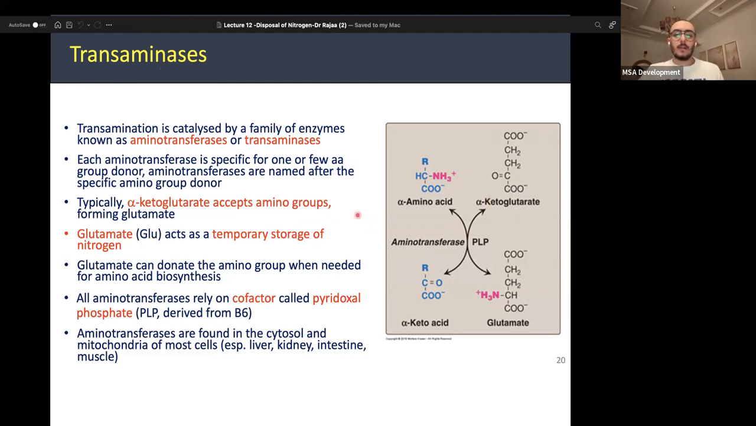So nitrogen is just a part of ammonia. Glutamate will be the taxi that will take ammonia from the amino acid and take care of it in order to excrete it from your body and get rid of it. This is very important. You will get a question about this. What is a temporary storage of nitrogen? Because remember what I mentioned in the beginning of the lecture, there is no storage in our bodies for nitrogen. Glutamate is just a temporary storage, because it's just taking the nitrogen or the ammonia from the amino acid and delivering it.